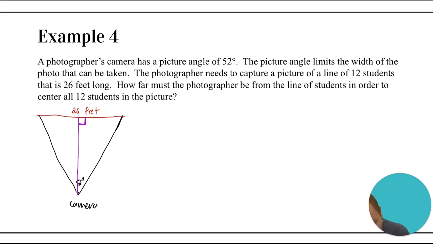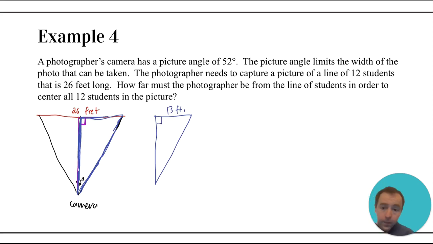What we do know about this triangle on the right here is that now we've cut that line of students in half. So this is now going to be 13 feet since it's half of 26 feet. And then we know there's a right angle right here. And also this angle right here that was 52 degrees has been bisected, and half of 52 degrees is going to be 26 degrees. Okay. And what we're looking to figure out is how far that photographer must be from the line of students. We're looking for what this distance is, x right here, right?